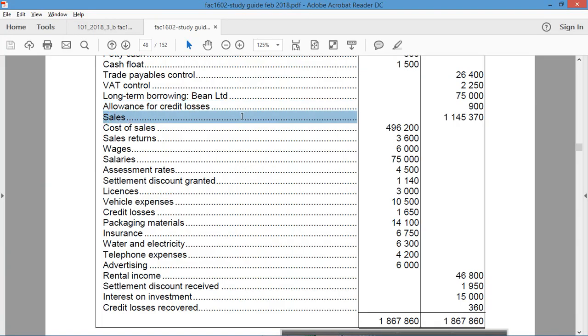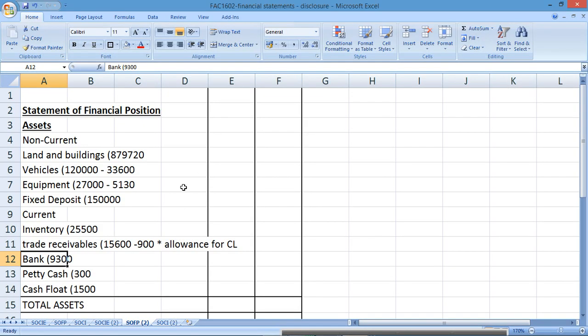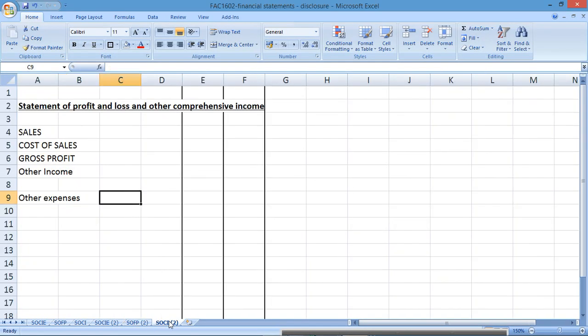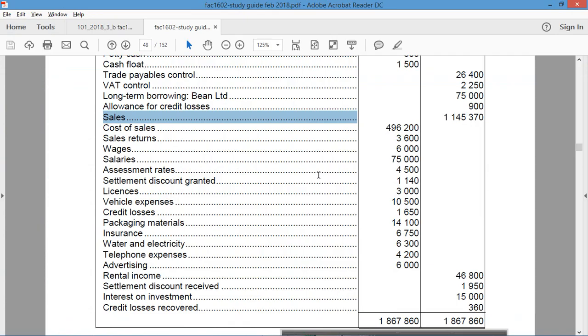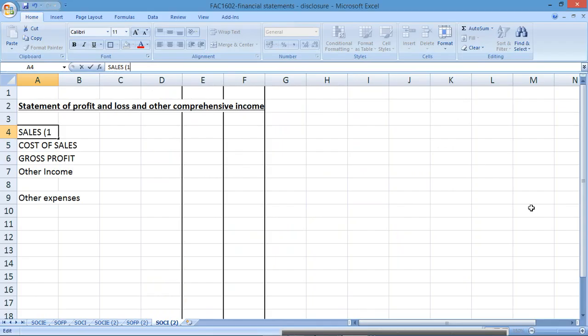Sales, you have to put in the sales, so that goes off in terms of income. The sales amount is 1,145,370.